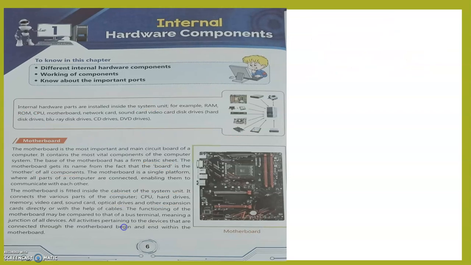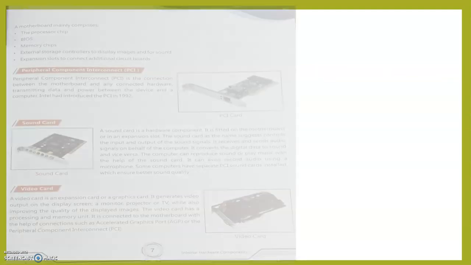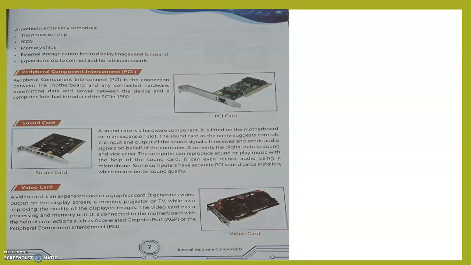Clear? Now coming to the next. The motherboard mainly comprises the processor chip, that is CPU, BIOS, basic input output system, memory chips, RAM and ROM. BIOS we will be discussing later. BIOS is basically the basic input output system. In booting time, it checks all the devices, all the hardware components, whether they are running in a smooth manner or not. That is a part of BIOS.